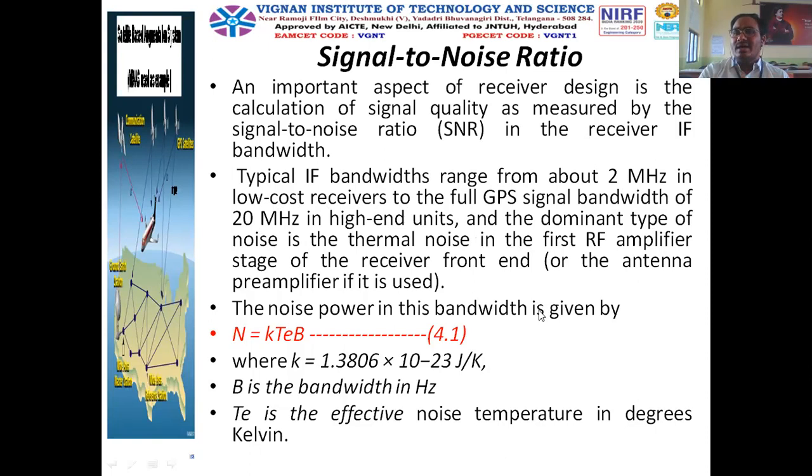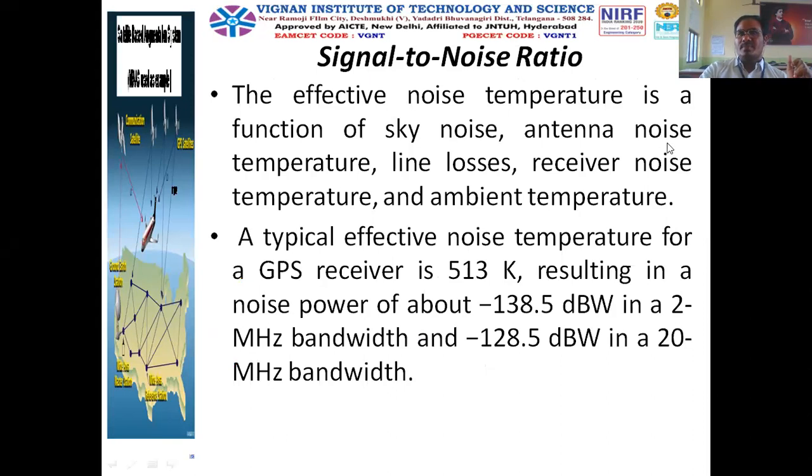So how to estimate the noise? There is a formula for this. Noise power is given by K into TE into capital B, where K is a constant given by this number, and B is the total bandwidth, how much bandwidth it is, and T is the effective noise temperature. If there is a 10 degrees centigrade rise, how much noise power is that? If it is a 20 degrees centigrade rise, how much noise power is that? There is an estimate of that, given by the noise power formula.